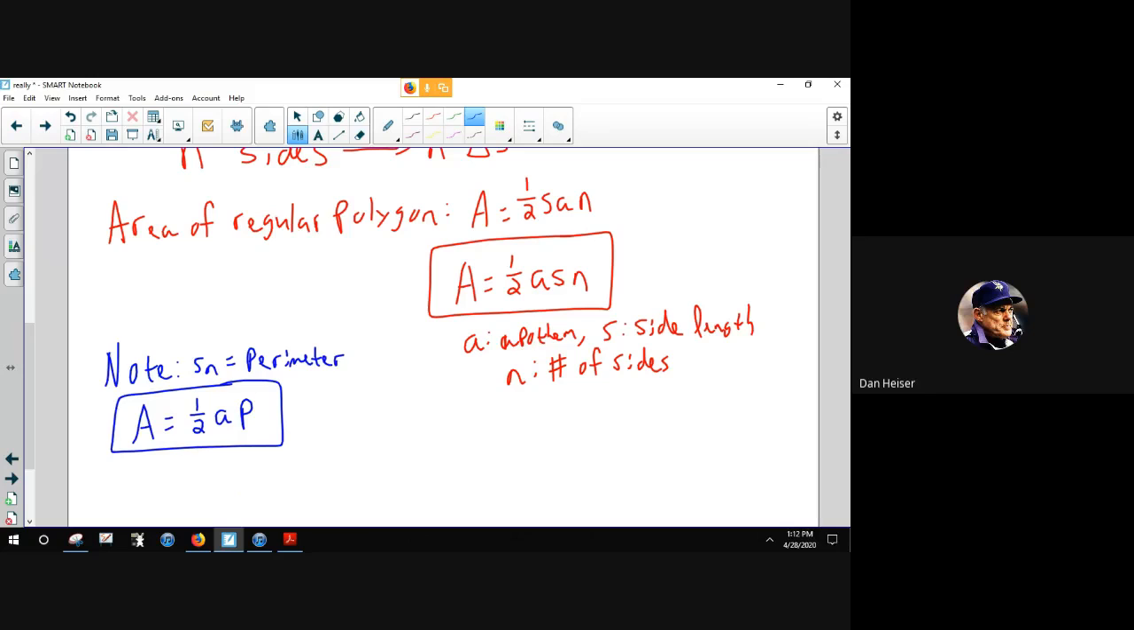If you use 1/2 ASN, well, you're just getting the perimeter from here. If you are given the perimeter, there's no need to find the length of each side. If you have the perimeter, all you need then is the apothem, and then you can find the area. That is how you find the area of a regular polygon.